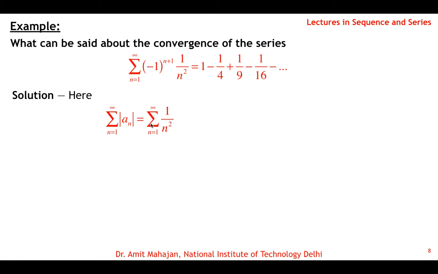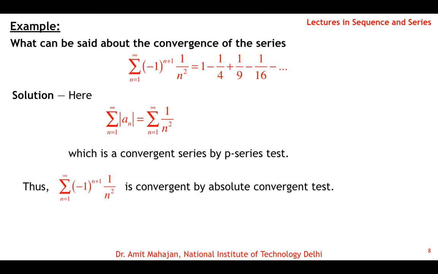So this is the series of 1 by n squared, and we know that this series is convergent by the p-series test. The series of 1 over n raised to power p converges for p greater than 1, and here p is 2, so it's a convergent series. So the series of absolute values converges, and by the absolute convergence test, the original series, the series of (-1)^(n+1) by n squared, is also convergent.